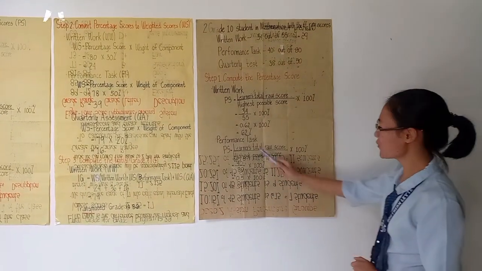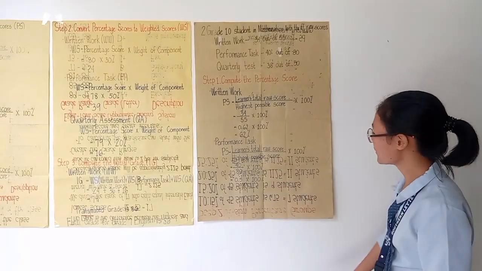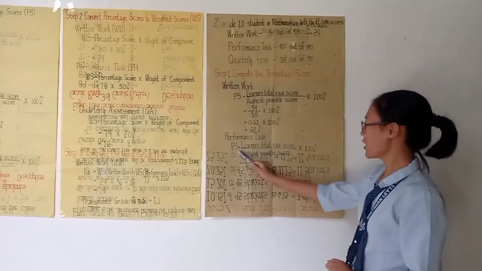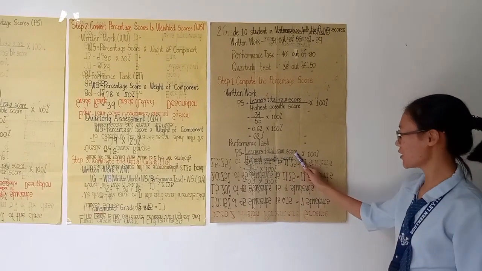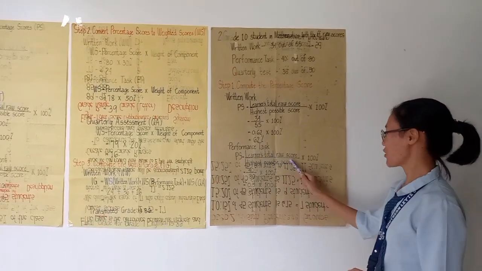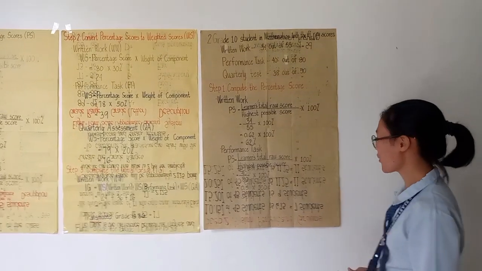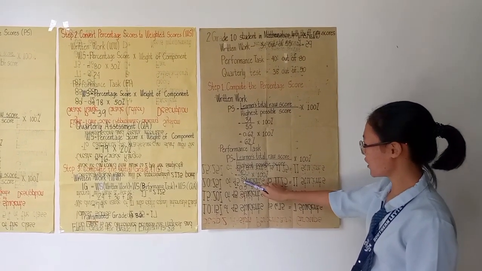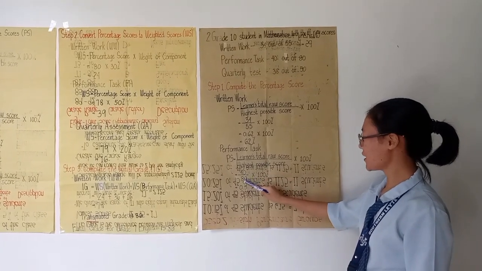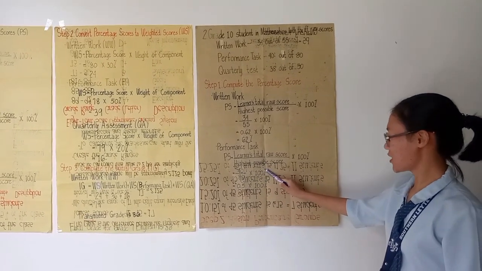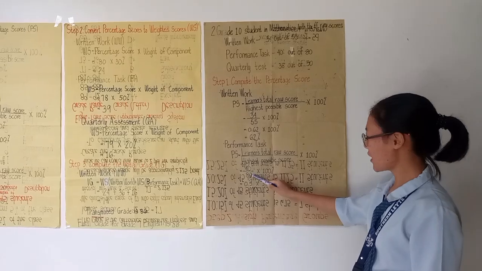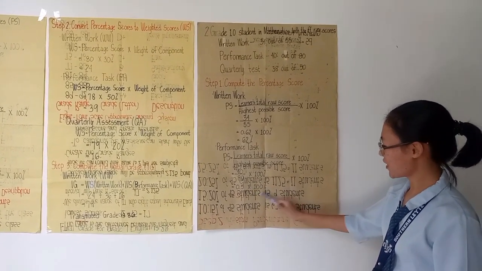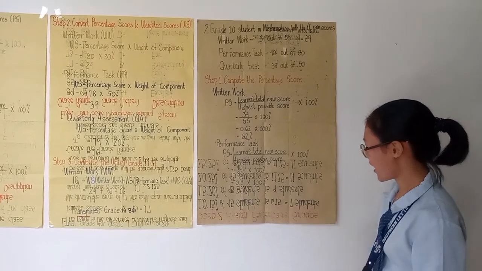So in performance task, we have the same process. Percentage score equals learner's total row score divided by highest possible score times 100%. So 40 out of 80. So we will put here 40 divided by 80 times 100%. So 40 divided by 80 equals 0.5, times 100% equals 50%.